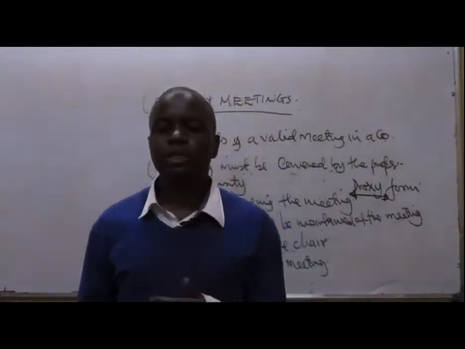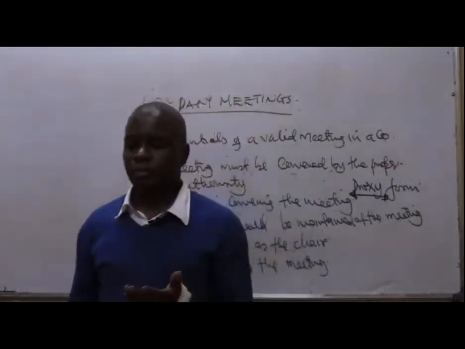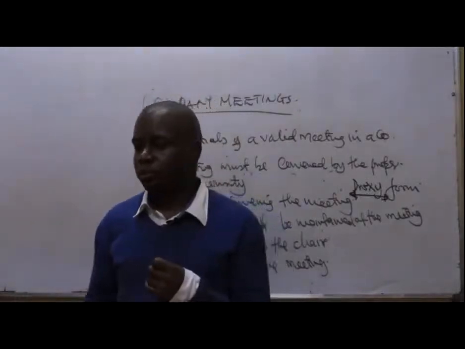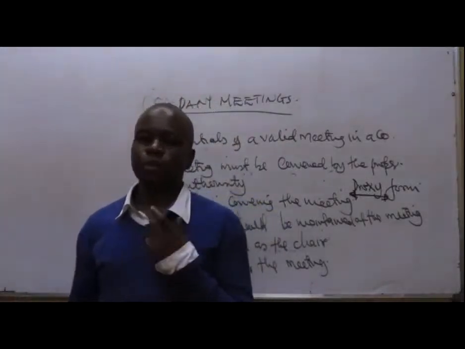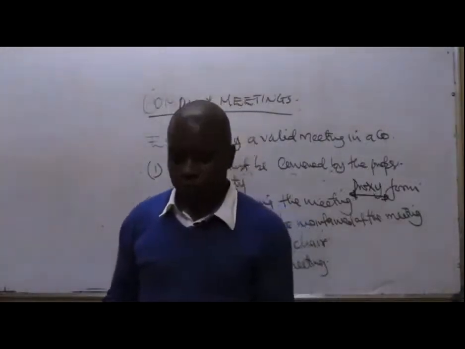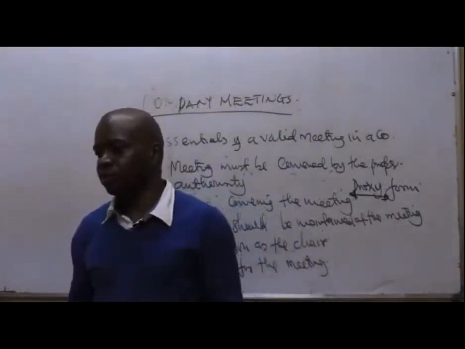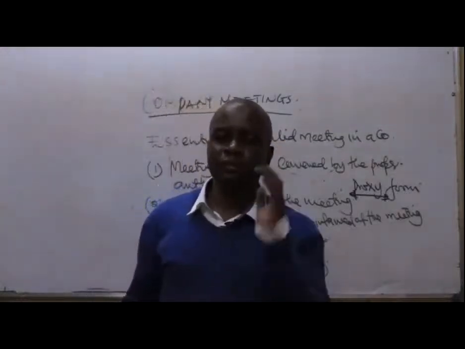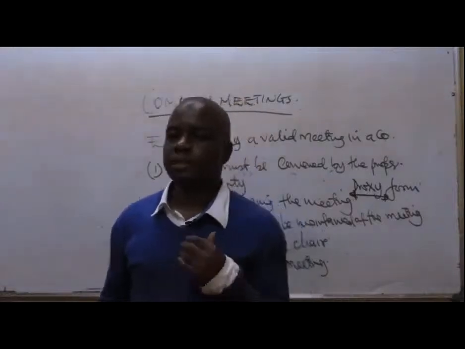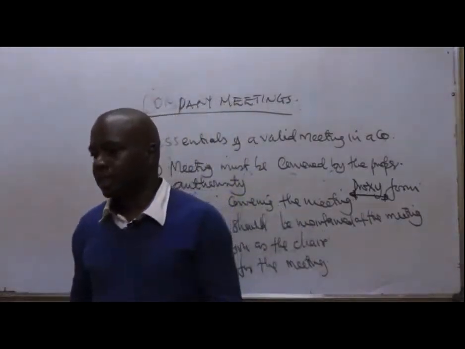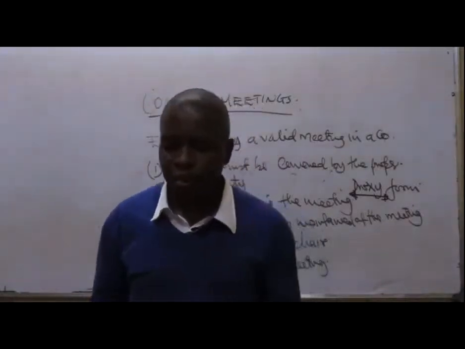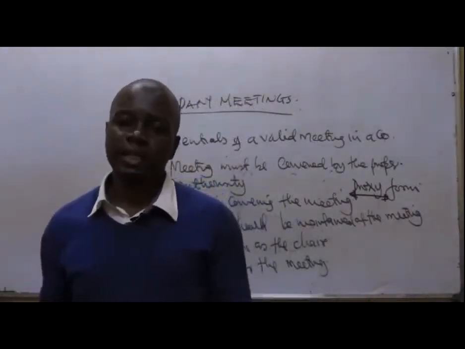Special resolution, I've mentioned it dominantly, especially since we started this particular class. But for an ordinary one, what you need to know is that an ordinary resolution is simply a resolution that has to be approved by a simple majority. What do you mean by a simple majority? So long as it is 50% plus, then such a resolution can go ahead and be approved. An example I can give is a resolution approving the appointment of directors of the company.